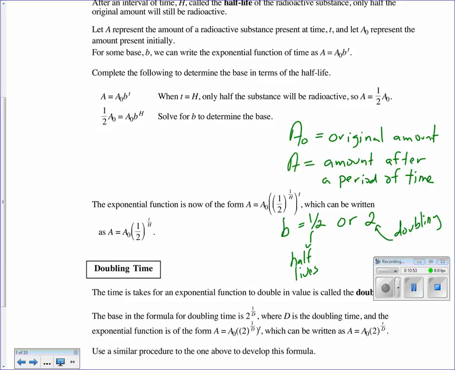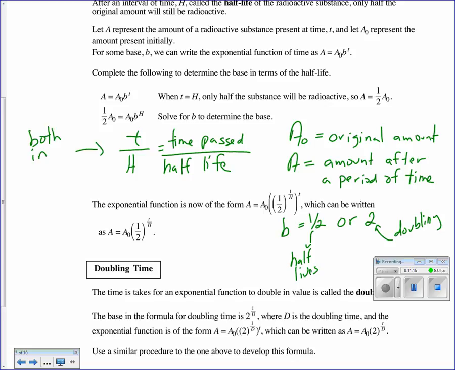The expression on your formula sheet does not include a fraction. Take a look at the fraction. The fraction is T over H. T for time passed. H for half-life. And these must be in the same units, both in seconds or minutes or hours or days or years. To make that consistent, both in seconds, minutes, hours, days, or even years.